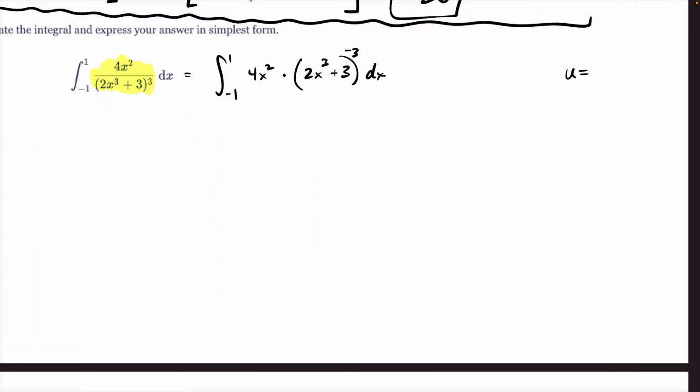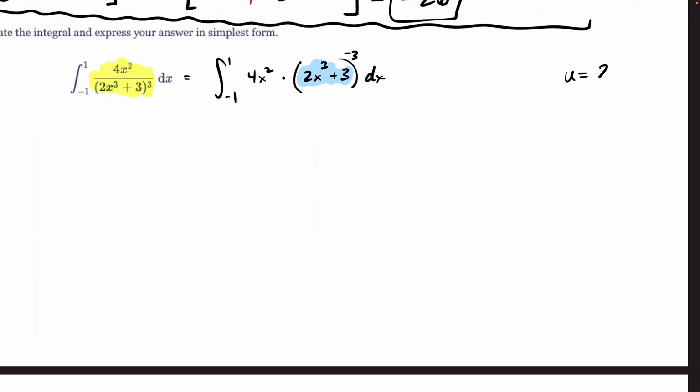Okay, so which one is going to be my u here? Parentheses, yep, always. Couple things that give it away. It's got parentheses, right? Usually we start there. And if I find the derivative, which I'm going to do next, is the derivative function going to be in there? What's the derivative of 2x cubed plus 3? 6x squared dx, right?